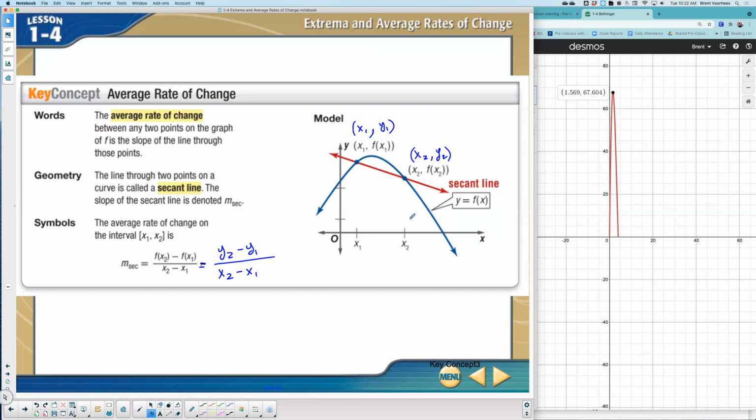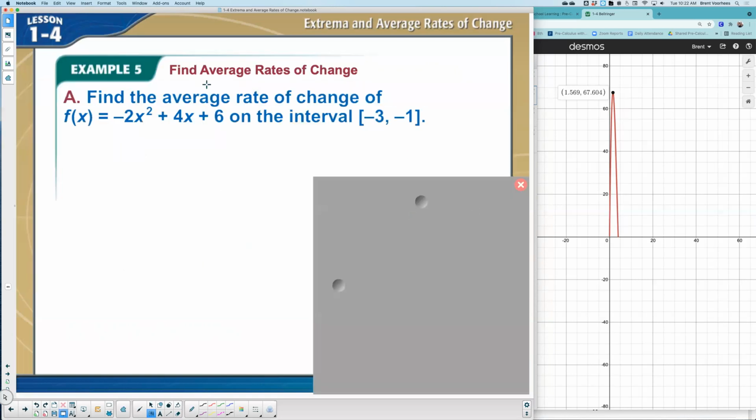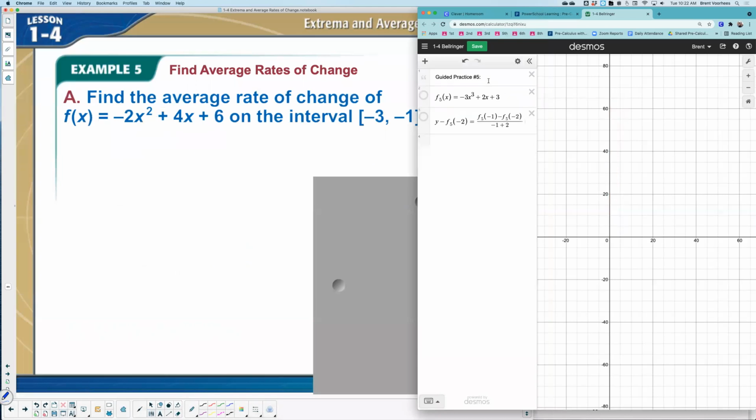So we're going to work through 2 problems together here. I have an equation here that I'm going to graph in Desmos because I think it's a lot easier if you look at the graph. So I'm dealing with the equation capital F of x equals negative 2x squared plus 4x plus 6. And I'm specifically going to be looking on the interval from -3 to 1.